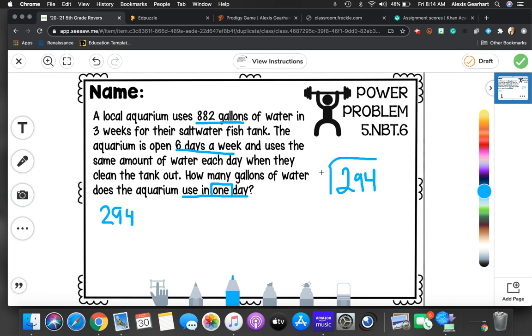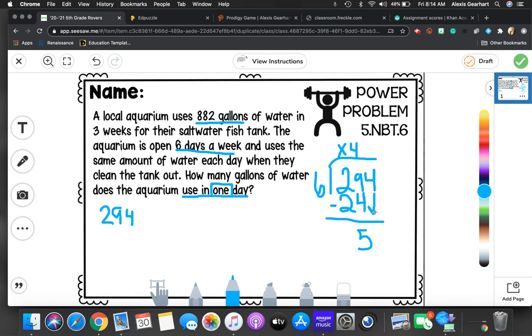Okay, so then our first step, we have to see how many times 6 fits into 2, which it does not. So I'm going to put an X above the 2 and move on to 29. 6 can fit into 29 4 times. 4 times 6 is 24. And then if I subtract 29 minus 24, that equals 5.